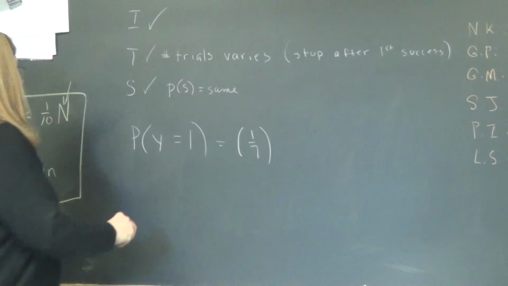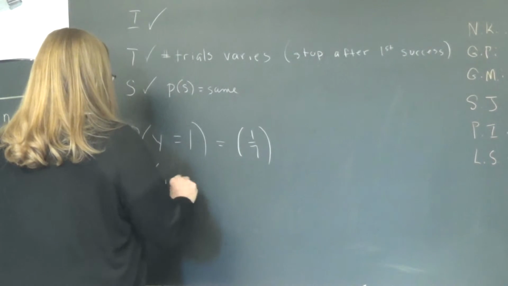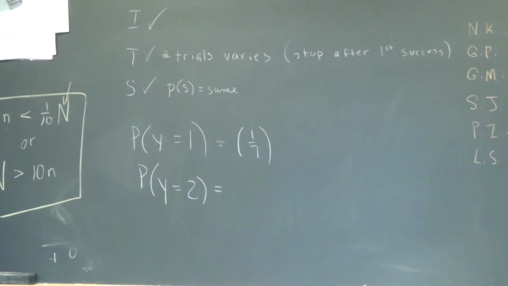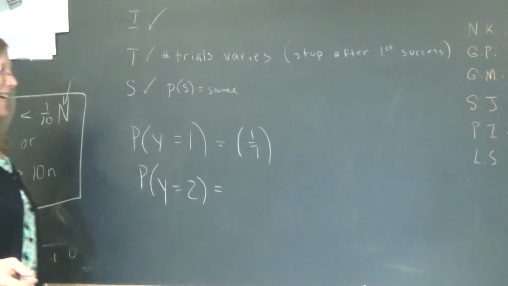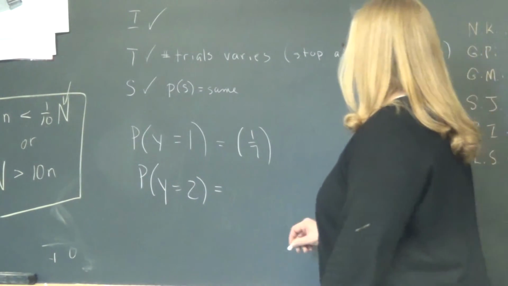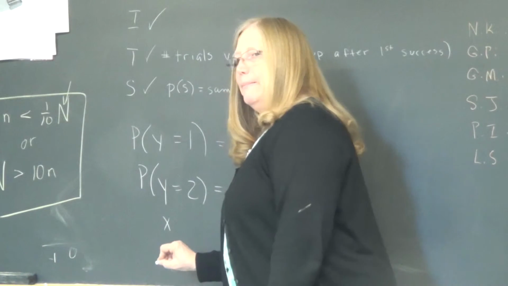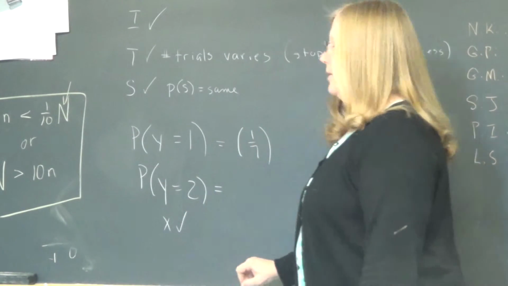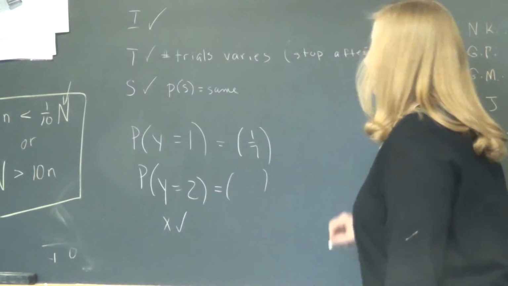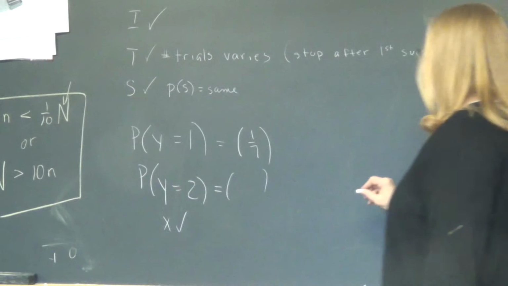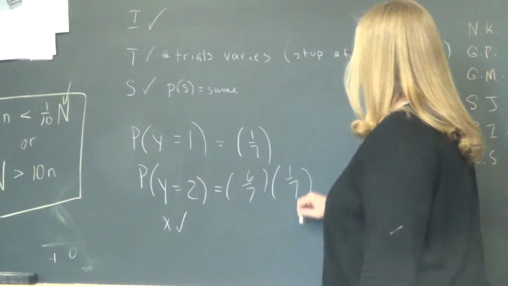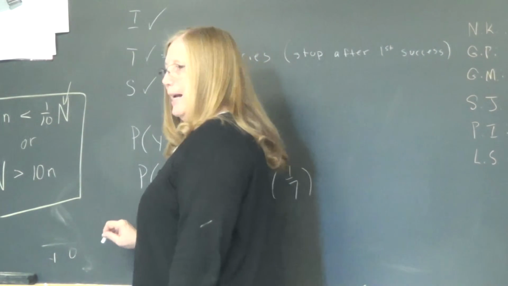Let's do Y equals 2. Let's see if we can come up with a general probability. This will be a lot easier than with our binomial, which took us like a day and a half to come up with. The probability that Y equals 2 means that you were wrong on the first one and right on the second one. So what's the probability that you're wrong on the first one in the birthday game? 6 out of 7, followed by the probability that you were right. I don't really care what the number is, I'm looking for a pattern.